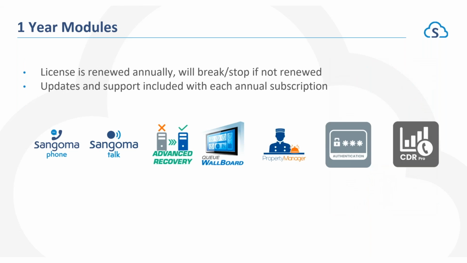The 1-year models, so we have some modules that are 1 year. Examples you see here on the screen, that is Sangoma Talk and Phone, Wallboards, CDR Pro, which is one of our newer modules. They are renewed annually. So as soon as the year is over, the module will stop working if you don't renew it. Of course, you don't need to renew support separately, because support comes with the module cost.